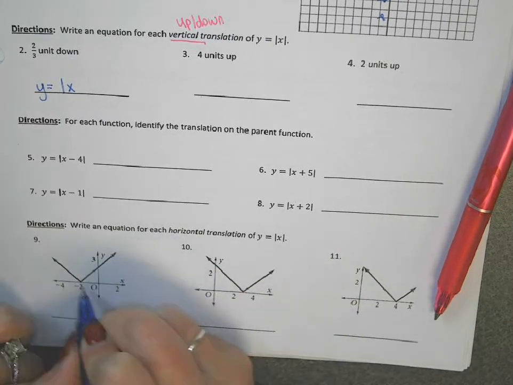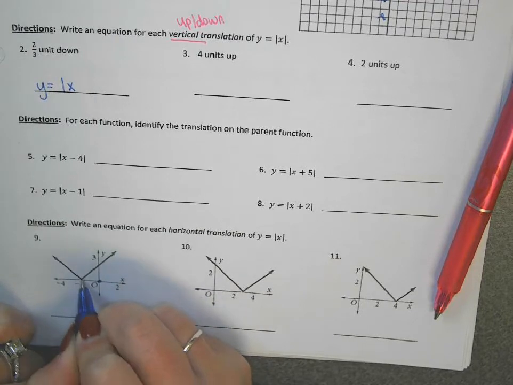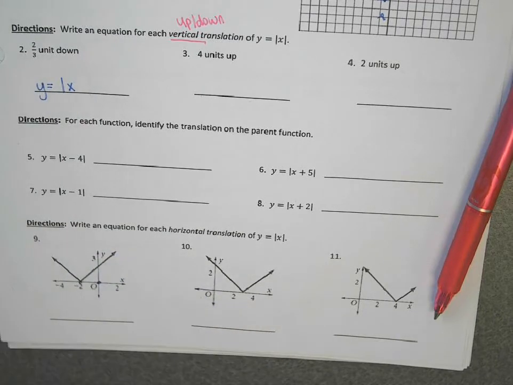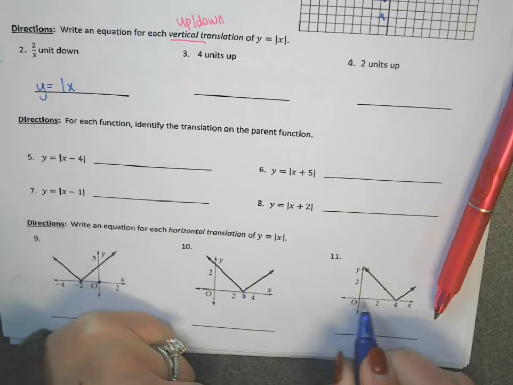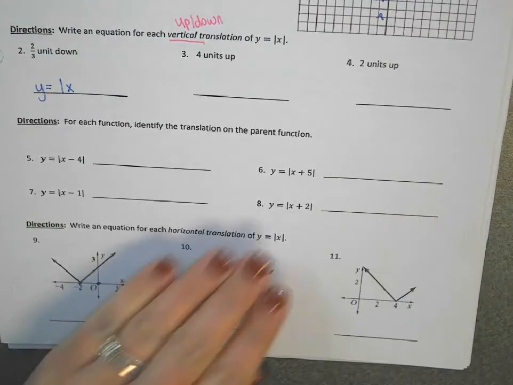So how did this one shift? This one, from the origin, it went left 2. So how would we write that equation? This one went to the right 3. So how would we write that equation? This one went to the right 4. So how would we write that equation?